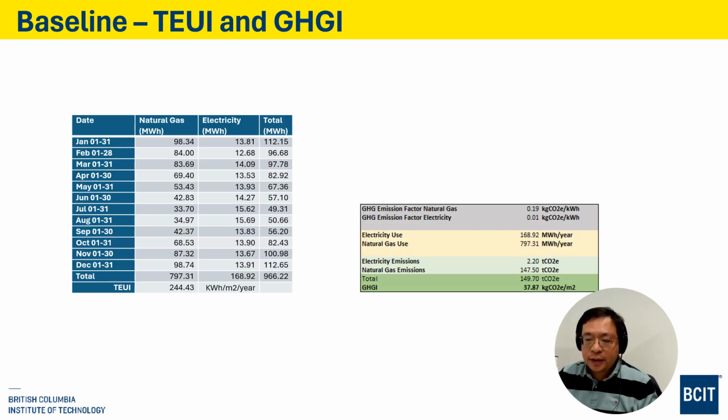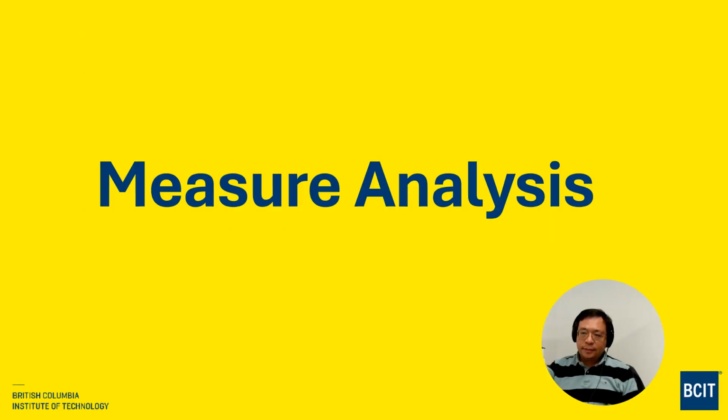And the TEUI will be 244.43 kilowatt hours per year per square meter. And the greenhouse gas index will be 37.87 kilograms per square meter.